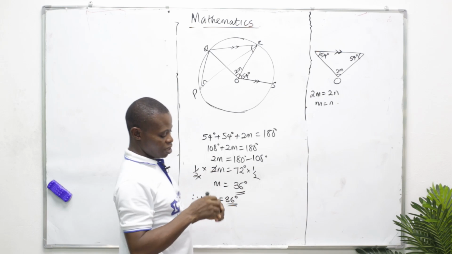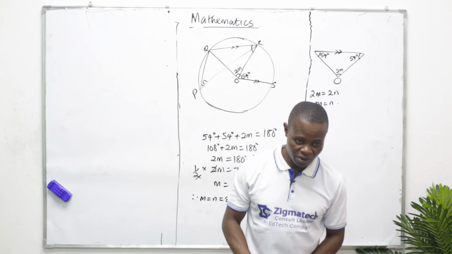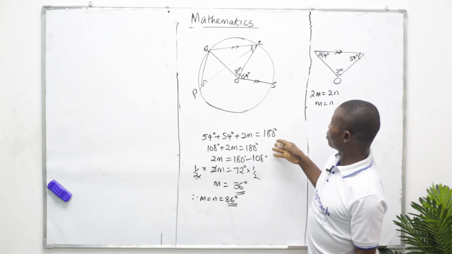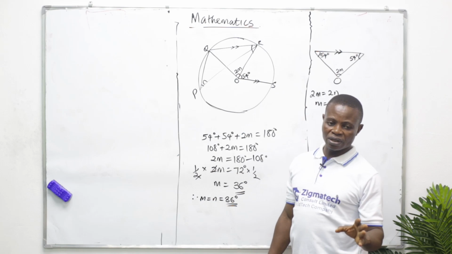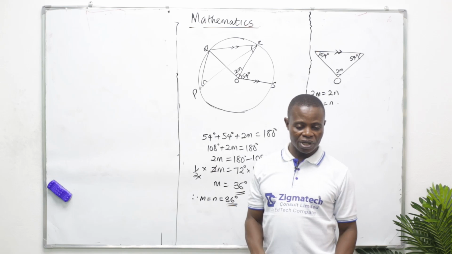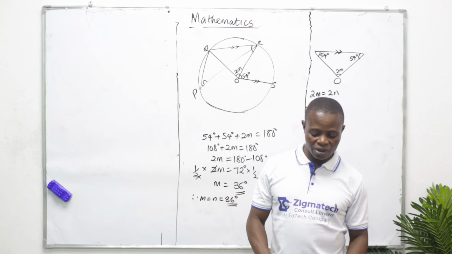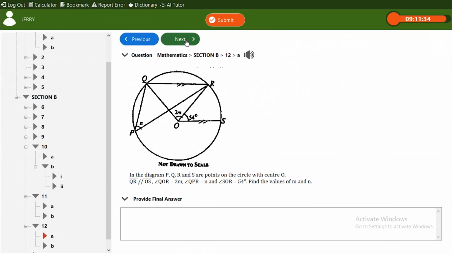QED. That is, you have proved beyond any doubt. This is the solution to this question. M, 36 degrees. N, 36 degrees. Once again, the reason for this, angle at center is twice angle at circumference.